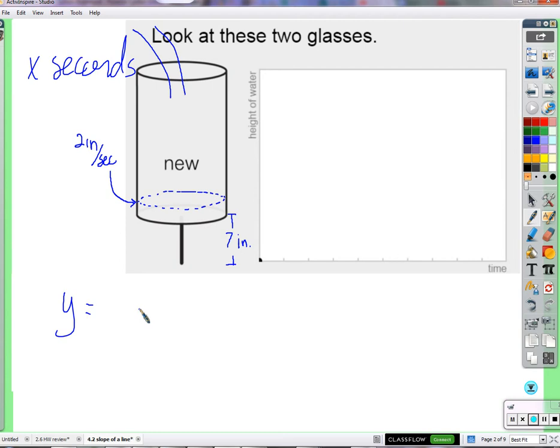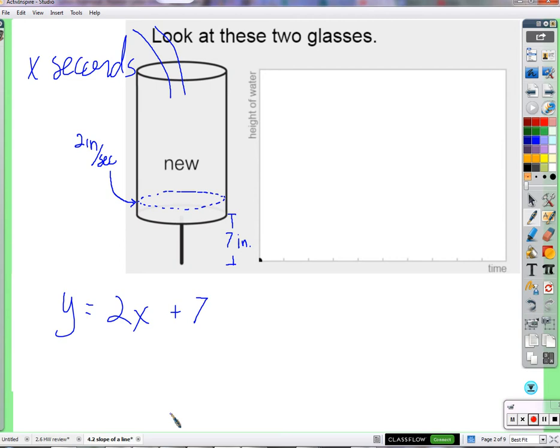Kaden? Y equals 2 times x plus 7. Plus 7. Why plus 7? Because 7's already gone. At the very instant that it hits the bottom of the cup, it's already at 7 inches high, right? At 0 seconds, it's 7 inches high. Okay. Who agrees with Kaden?